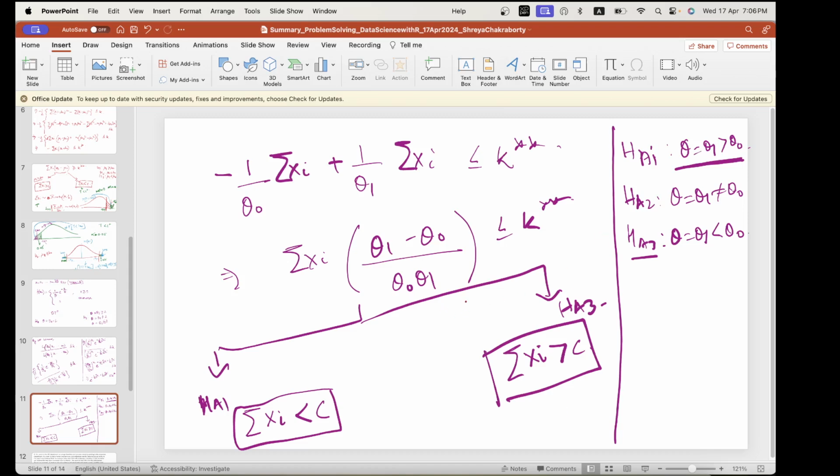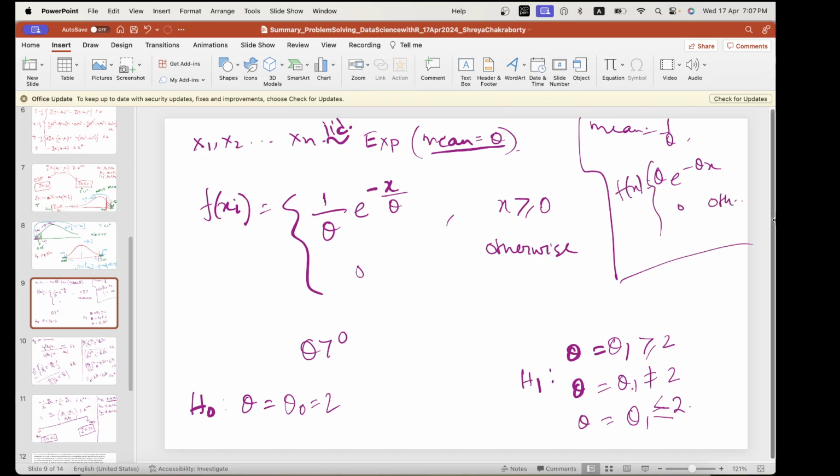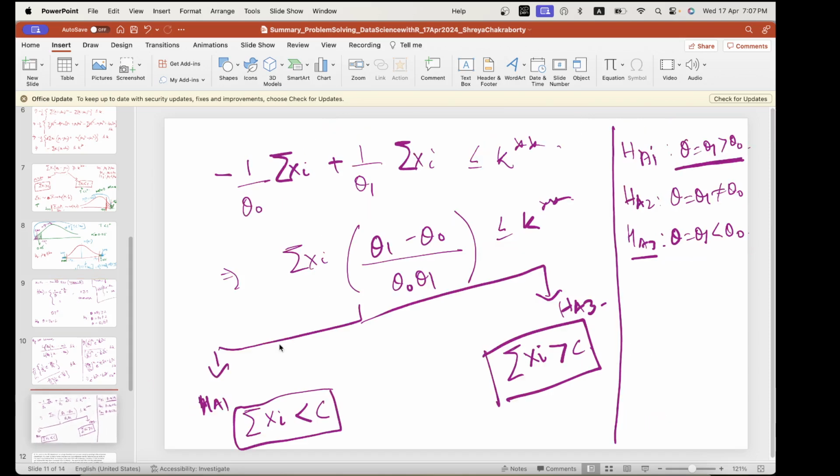But the same thing would not have occurred if this parameterization, the mean is, let's say, 1 by theta. Then we would have had theta e to the power minus theta x and 0 otherwise, and everything would have proceeded like this. This reversal of inequality would not have occurred.